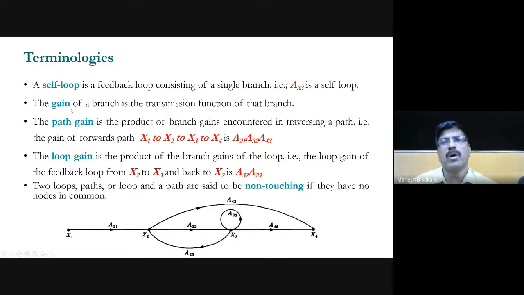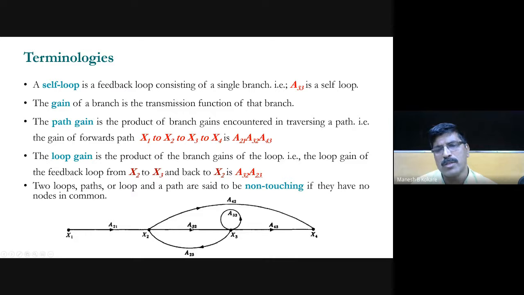Okay. Now the gain of the branch is the transmission function of that branch. So what is the gain of this branch? This is one branch. What is the gain of this one? a21. What is the gain of this branch? This is a32, because it is starting at... see that it has been given where it is going to, 2, and from where it is coming, 1. So it is a21.